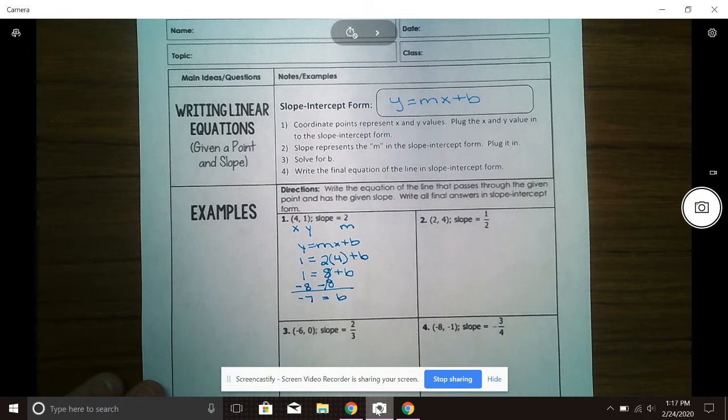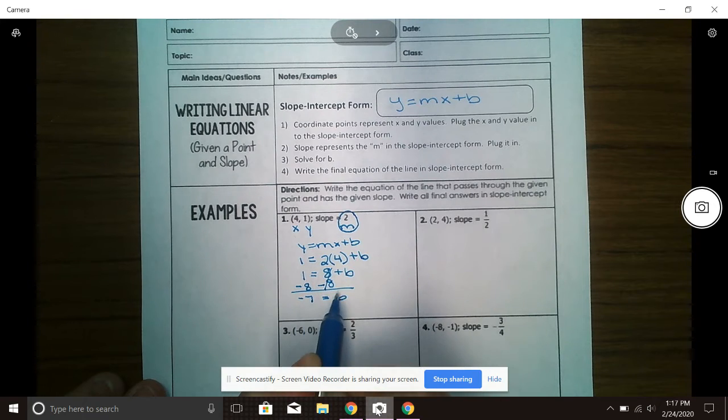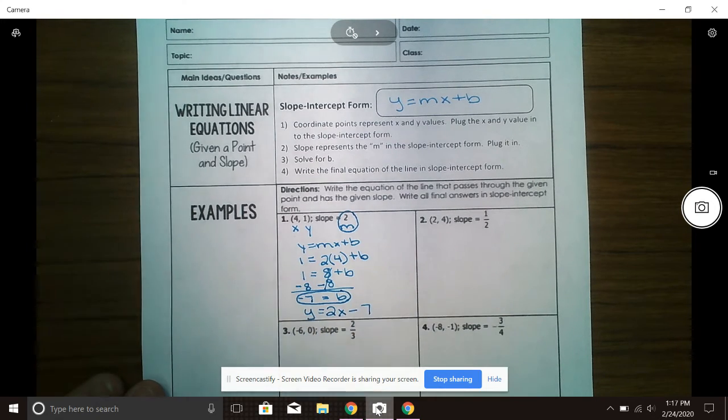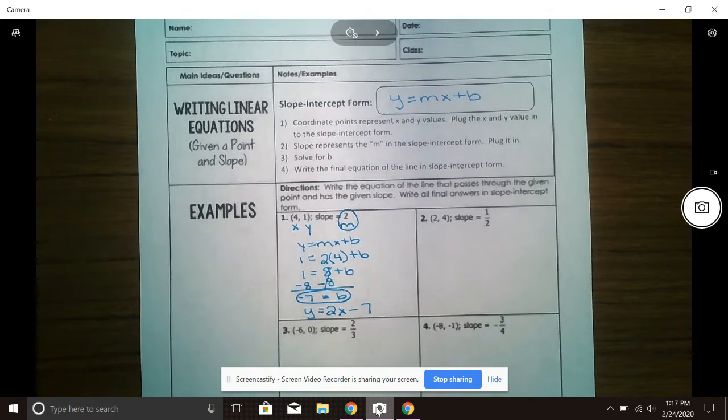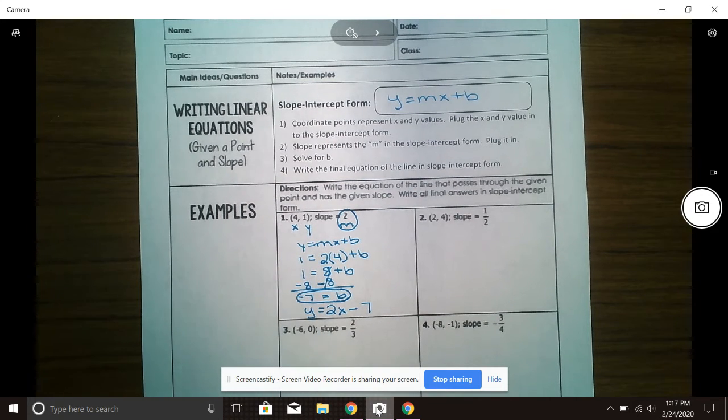Finally, we just write the equation of the line in slope-intercept form. So we use the 2 for the m, and now the -7 for the b. So my final slope-intercept form is y equals 2x minus 7. I'm going to put x and y back into the final equation because remember that x and y represent every single point that lives on the line. This (4, 1) is just one point that lives on the line.